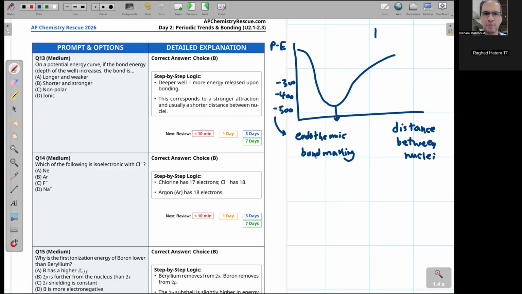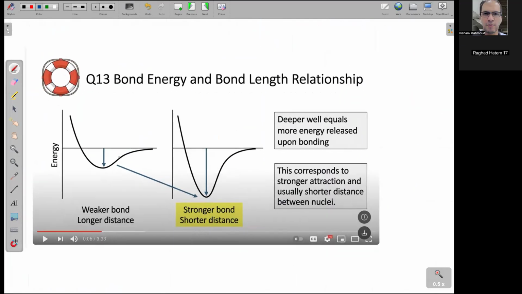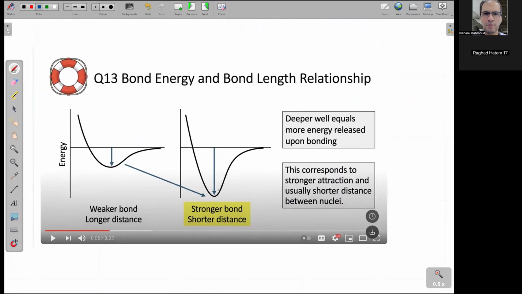So the bigger the number, as you go down the number is bigger, this means that the bond is stronger. And stronger means a short or long bond? It means a short bond. So let's repeat again. When the well is deeper, for example it becomes here, this means that it is a stronger bond, so the distance is shorter.